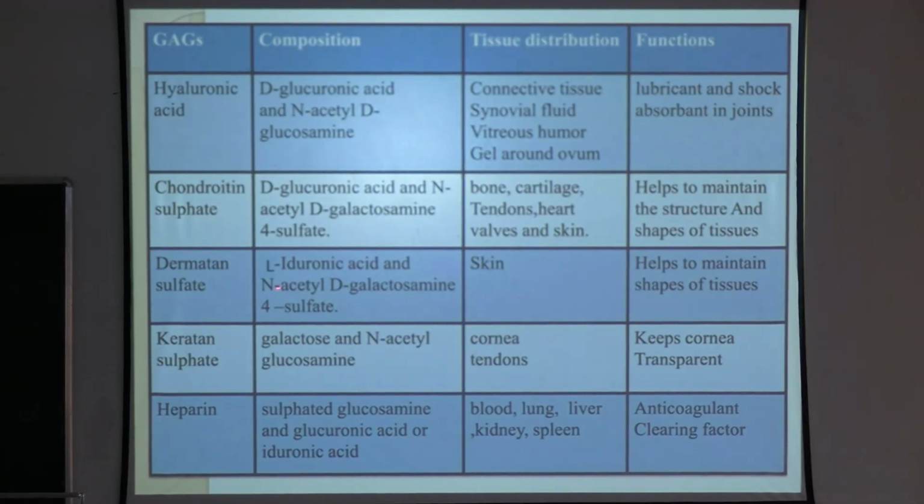Iduronic acid is there in dermatan sulfate and heparin and heparan sulfate. So glucuronic acid is exclusively present in chondroitin sulfate and hyaluronic acid. All the combinations can come as MCQs. Clear? Next.